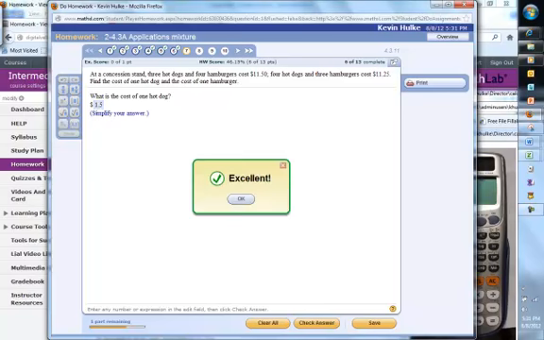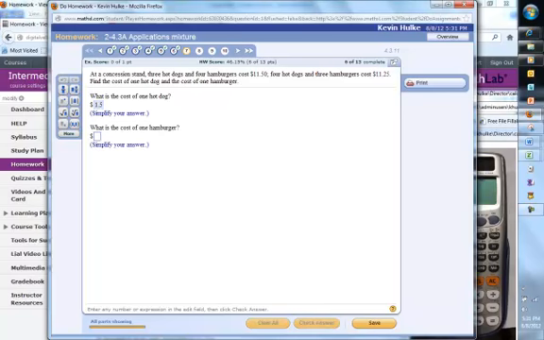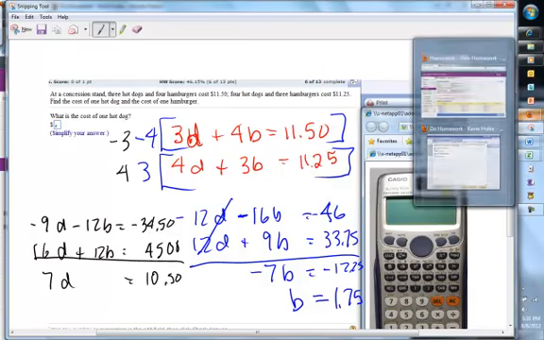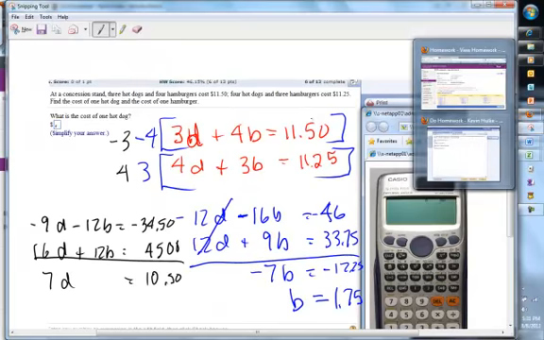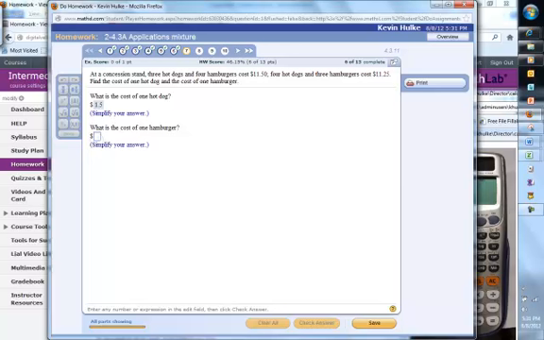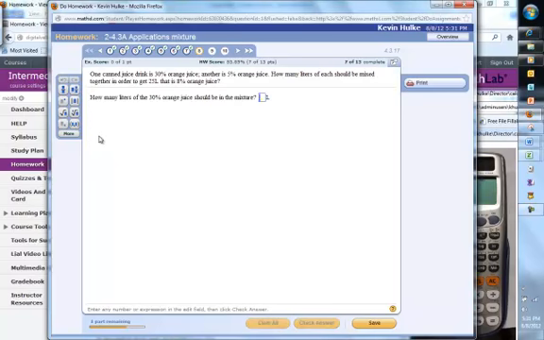Now what's interesting, and then the hamburger, I forgot what that cost. Hamburger costs $1.75. You could have just entered these two formulas into your calculator and you would have gotten it right away. It would have saved yourself a lot of time. All right, next one.